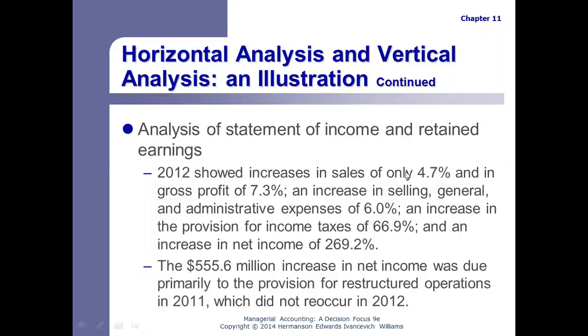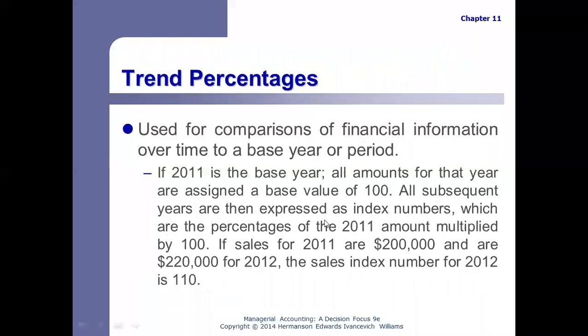So again, for example, sales went up 4.7%. Gross profit, though, went up by more, 7.3%. So the assumption is, and it looks like it's because it cost them less to buy the stuff that they sold. Then we accountants dig into it to see if that's true. How come the gross profit went up way more than the sales went up? And we look for explanations. That's what financial statement analysis is all about. Okay, trend percentages.